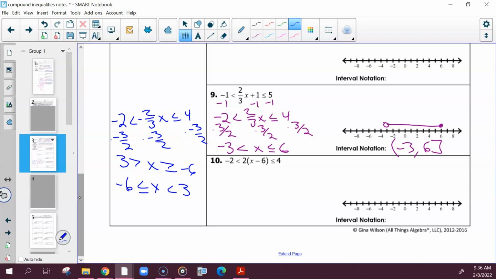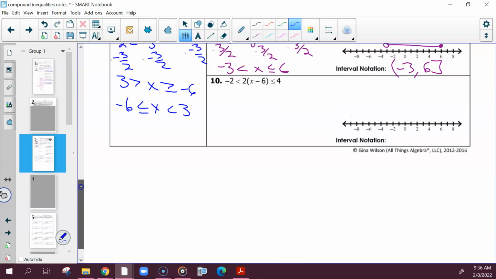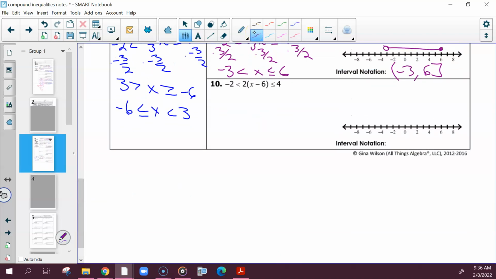Okay. Last one. Number 10 can be done two different ways. So I'm going to do that really fast. One would be to distribute and solve that way. The other would be I could divide each of these by 2 because they're all divisible by 2. We'll do the dividing part first. So this will be -1 is less than x minus 6, which is less than or equal to 2. Then I could add 6 to all sides.